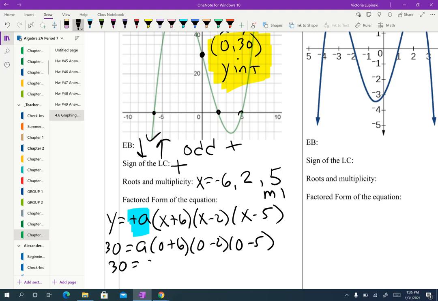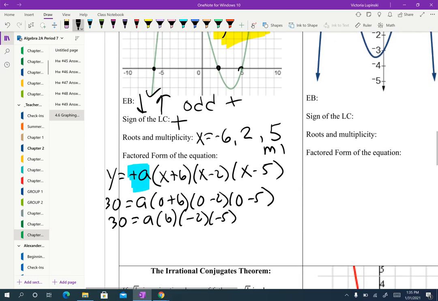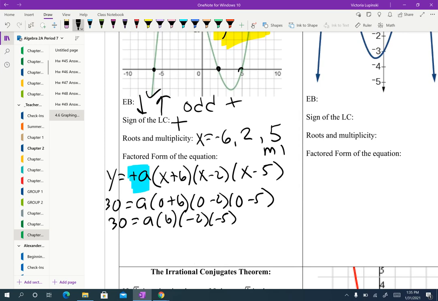So 30 on the left, and then on the right, you're going to get 6 times -2 times -5. 6 times -2 is -12. -12 times -5 is +60. So that is 60a, which means to get the a by itself, you have to divide by 60, which means that a is equal to 30 over 60, which reduces to 1/2. That means that not only is there a positive in front of this equation, but there actually needs to be a 1/2. So I'm out of room, but you should, in your next step, go back.